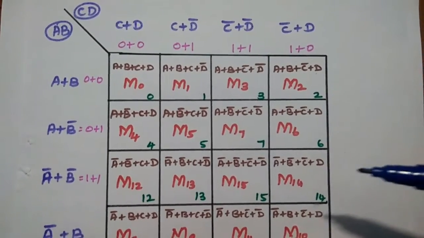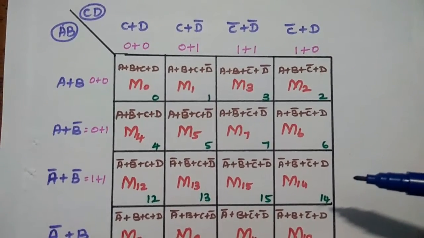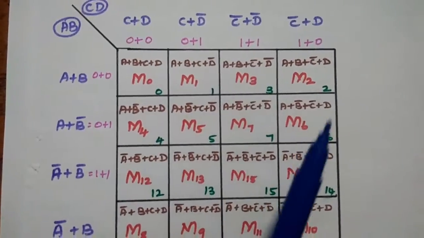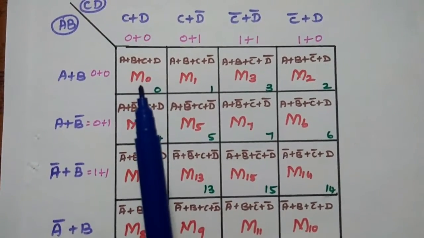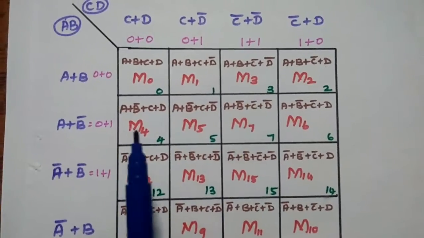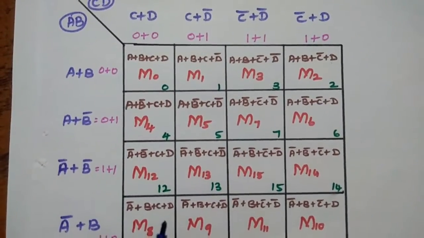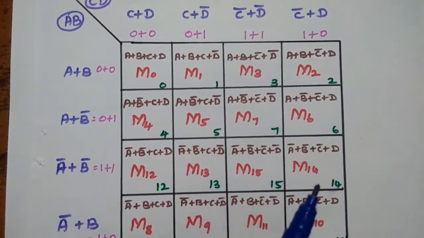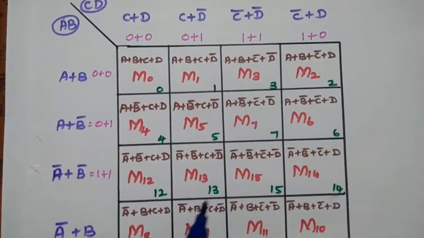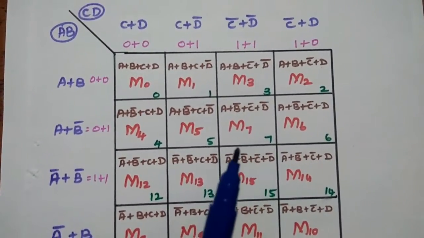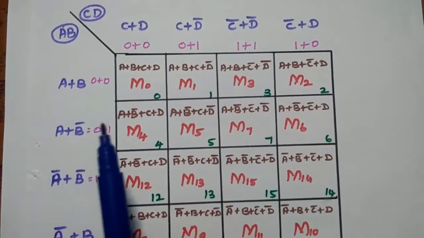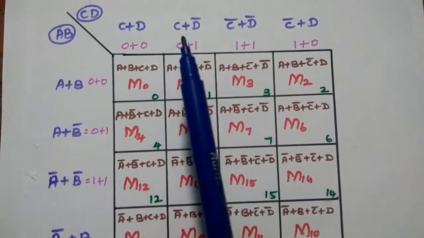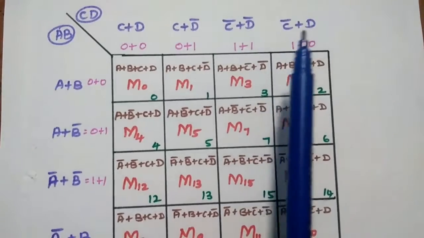So this is for 4 variable K-map for product of sum expression. Here A plus B, here it is C plus D. So you have to remember these terms. M0, M1, M2, M3, M4, M5, M6, M7. Here in the last row you can mention M8, M9, M10, M11, 12, 13, 14 and 15. So these numbers you have to remember for simplifying the values. Here it is A plus B, A plus B bar, A bar plus B bar, A bar plus B. Likewise here C plus D, C plus D bar, C bar plus D bar, C bar plus D.